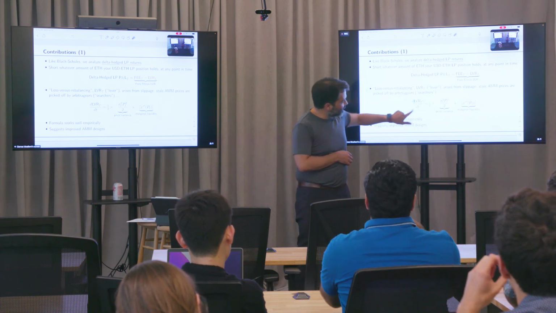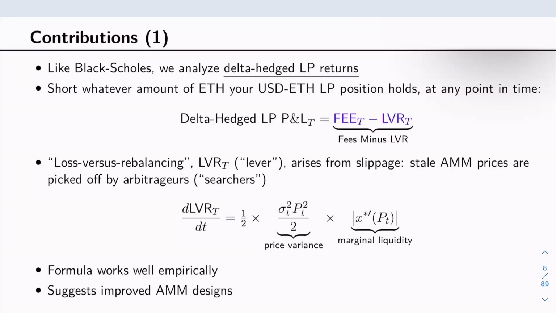There shouldn't be a half there. I have a second term. It's something to do with the characteristics of the assets, namely its price variance, and then something to do with the pool, namely the marginal liquidity in the pool at that price. So we get a nice formula that expresses the adverse selection costs.